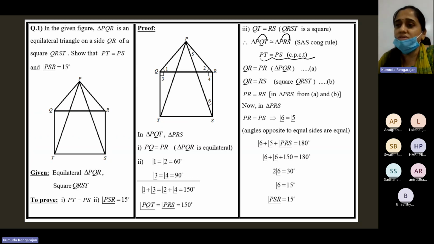Corresponding parts of congruent triangles. All right, that's over. That's one thing. Now you need to also find angle PSR. You need to show that it's 15 degrees. Angle PSR. Okay, PSR, where is it? PSR, this angle. You need to show that this angle is 15 degrees, 1-5.